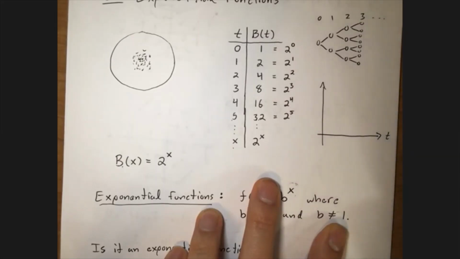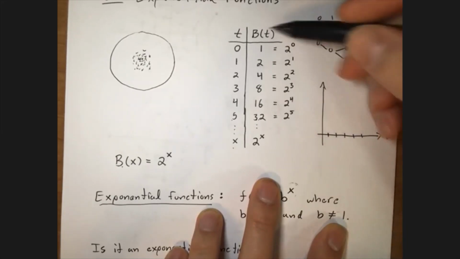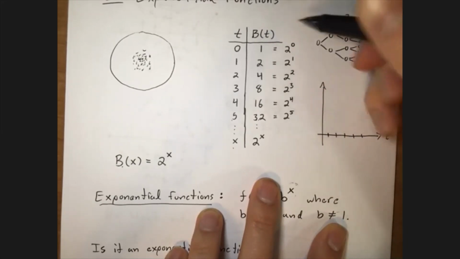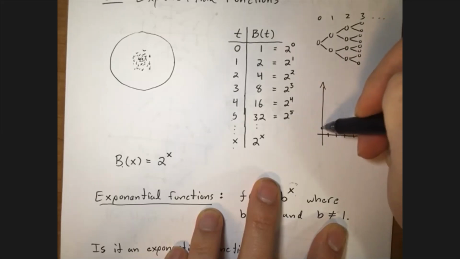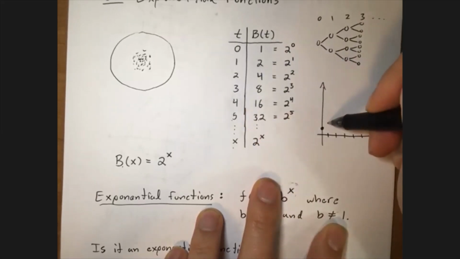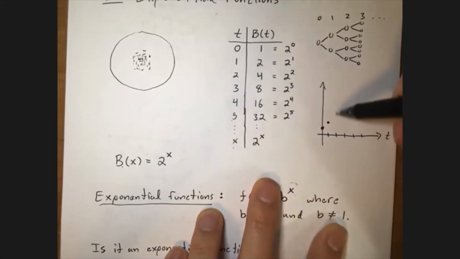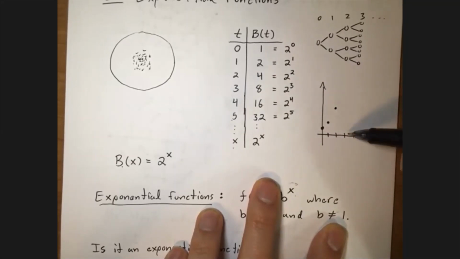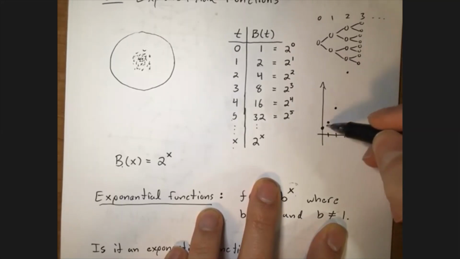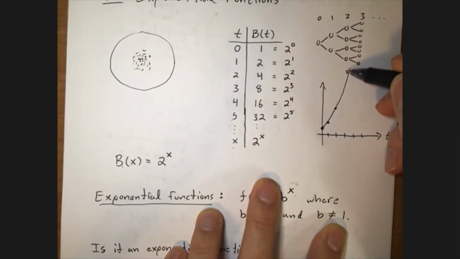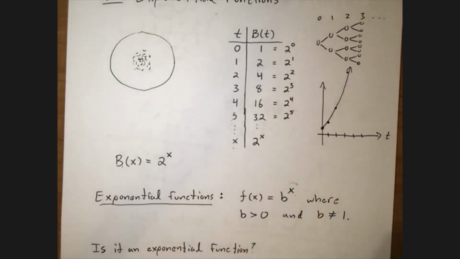This is my t-axis, and I'm looking at b of t. So I've got 1, 2, 3, 4, 5. When t is 0, I'm at height 1. When t is 1, I'm at height 2. When t is 2, I'm double that, height 4. When t is 3, I'm double that, way up here. I'm already off the chart. You can see it's curving upwards and growing very, very fast.